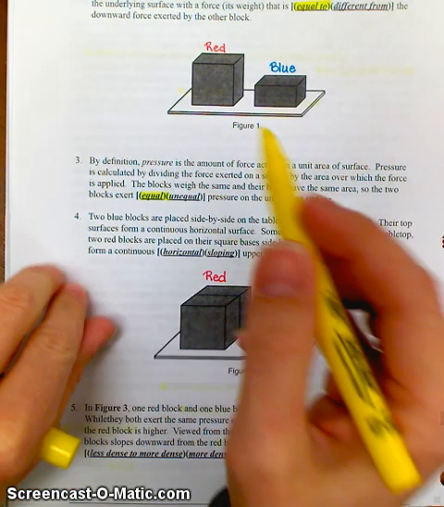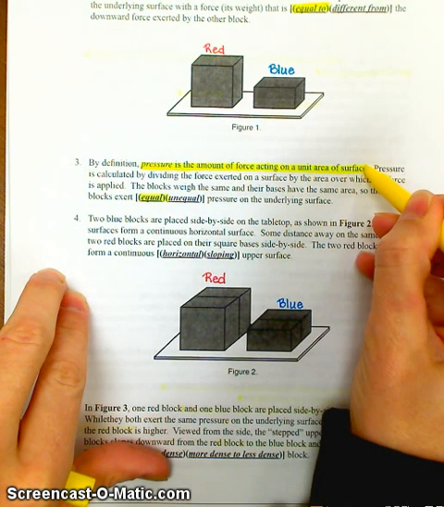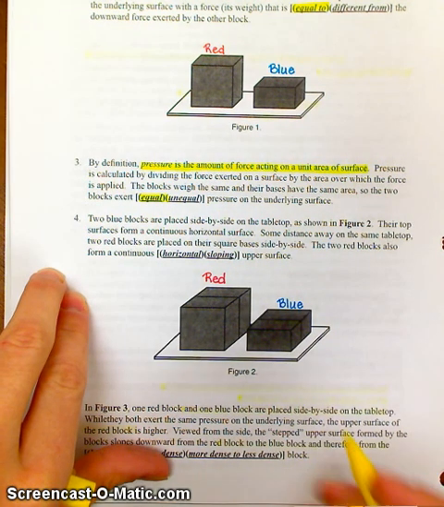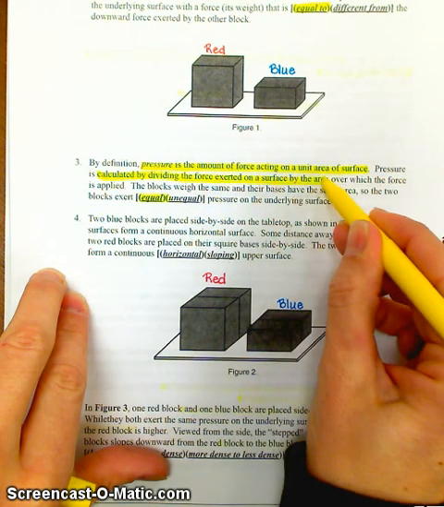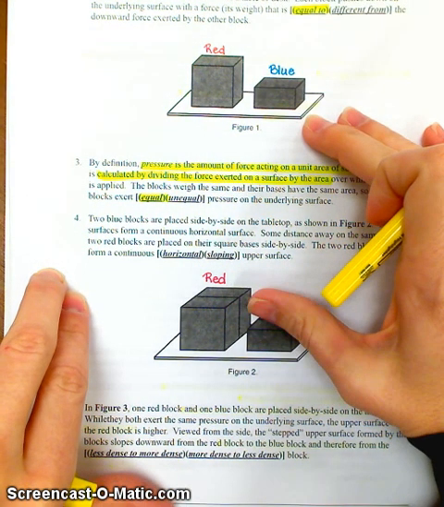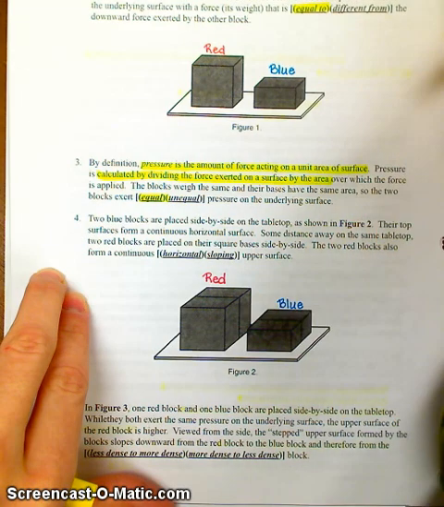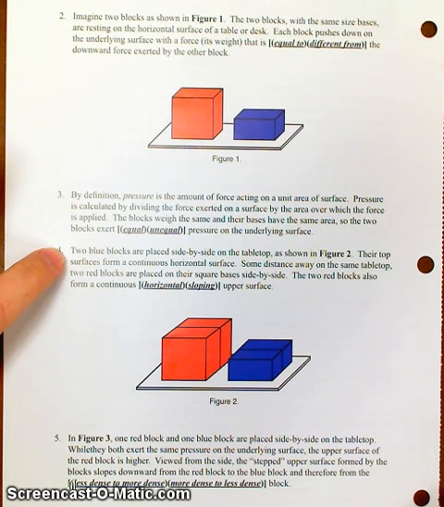And you might want to take this and highlight. Pressure is the amount of force acting on a unit area of surface, and it's calculated by dividing force by the area. Remember, same weight, same area, so they're going to have the same pressure. I'm going to stop here and I'm going to do part 2 starting with number 4.